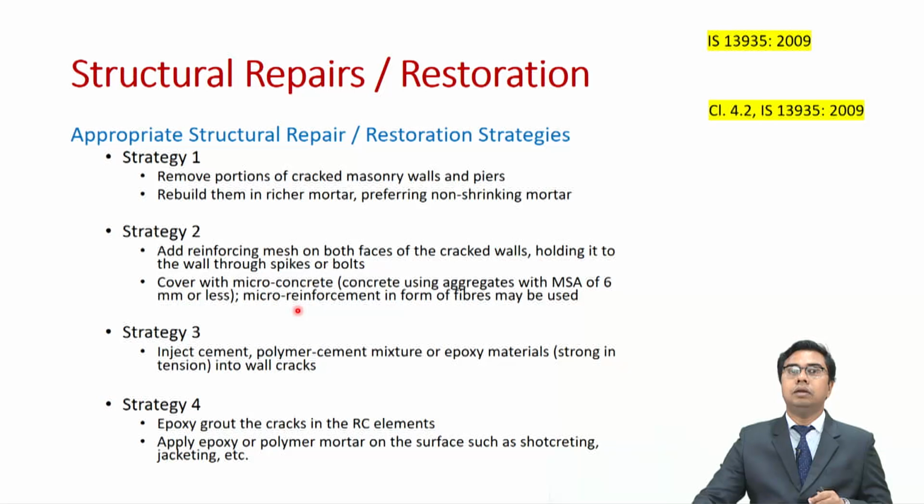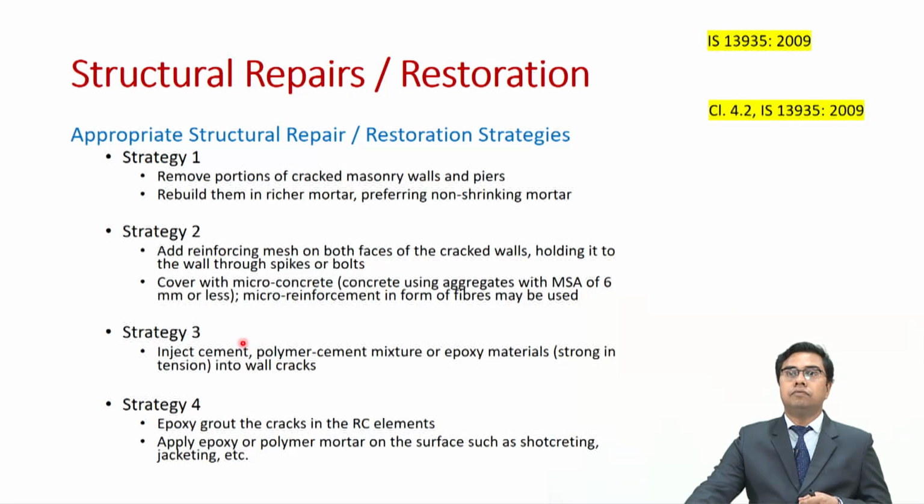What is micro concrete? Micro concrete is a concrete where you use aggregates with maximum size 6 mm or less. You do not use very coarse particles, so that you can use it on both sides, so that the reinforcing mesh stays there with the wall.